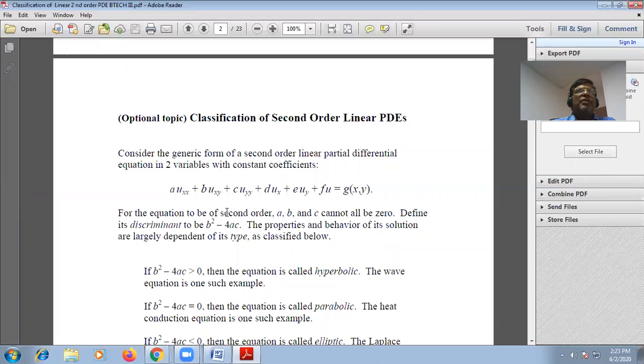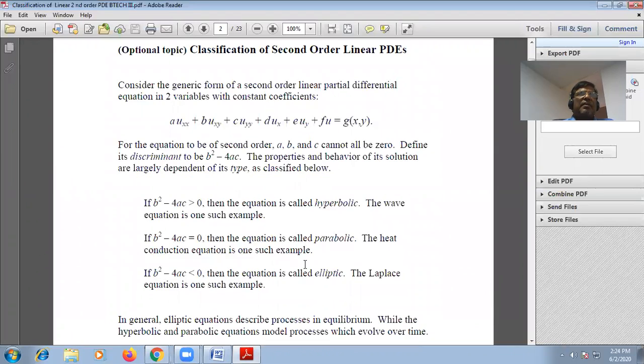For the equation to be second order, small a, small b, and small c cannot all be 0. Let us define its discriminant as b squared minus 4ac. The properties and behavior of its solutions are largely dependent on its type as classified here.